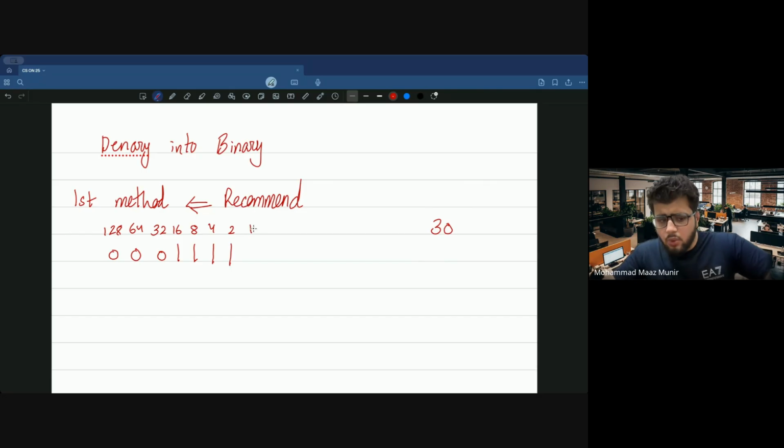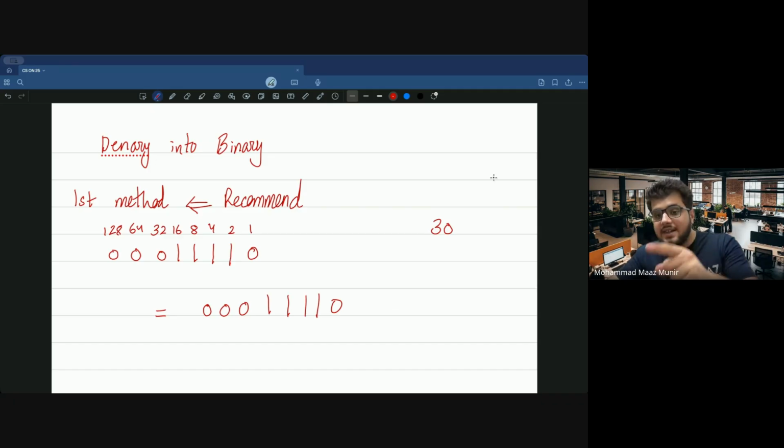Do we need to include 1? No, not at all. It should be a 0. So we get the binary value as 0, 0, 0, 1, 1, 1, 1, 0. That's a very simple example of how I converted a denary number into a binary number.